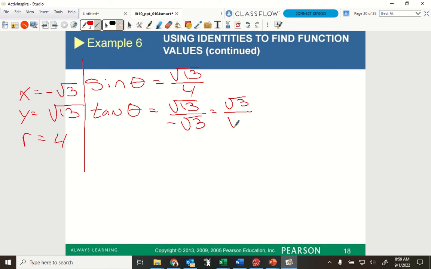Yep. And if I'm multiplying radicals, what happens? You don't add them together, I multiply the insides together. So it would be radical 39. Yep. So negative radical 39 over 3. There we go.